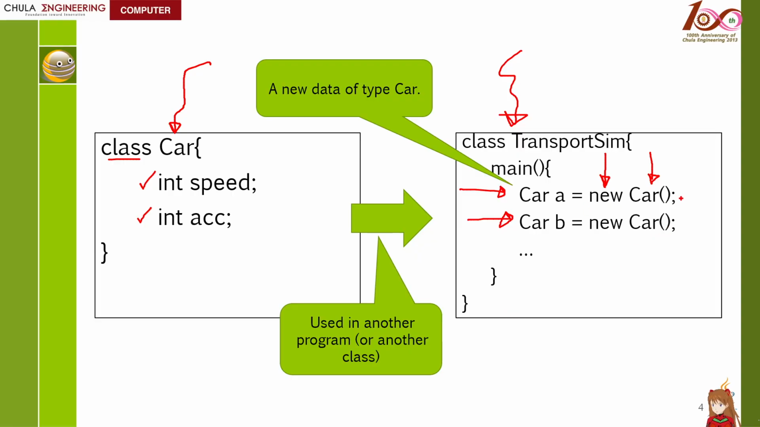Right. So in this example, I create 2 cars, A and B, and each car will have its own speed and acceleration. And well, initially, the speed and acceleration of each car are zeros. All right? Because zero is the default value for integers. All right? So that's a class and how we can use objects defined by that class, in a very, very simple way.